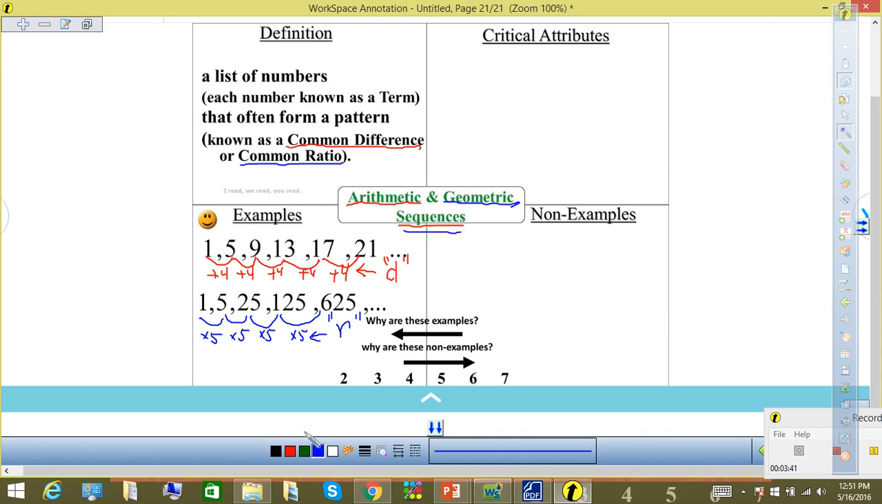Is everybody following so far? So according to the definition, it makes sense. List of numbers, yes. Each number is known as a term, yes. This one has 6 terms, 5 terms. And the pattern, when it's an arithmetic sequence, is known as the common difference, letter D. When it's a geometric sequence, it is known as a common ratio, letter R. Yes?